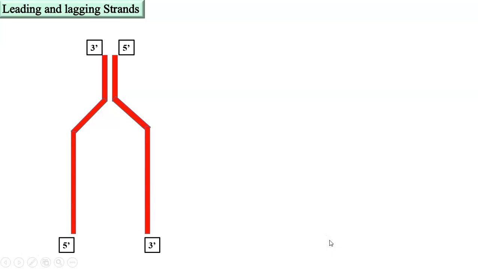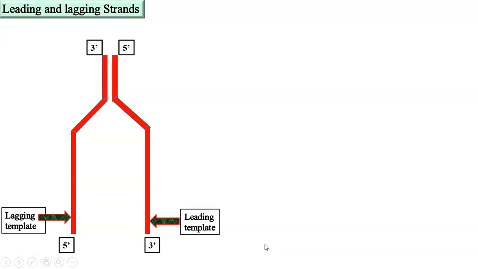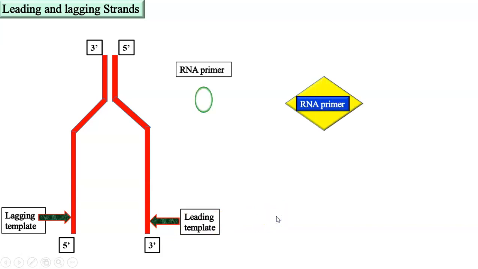Leading and lagging strand. The template strand with free 3' end is called leading template, and with free 5' end is called lagging template. The process of replication always starts at the 3' end of the template strand, where the RNA primer we have seen gets attached. And the new strand always is formed in 5' to 3' direction.